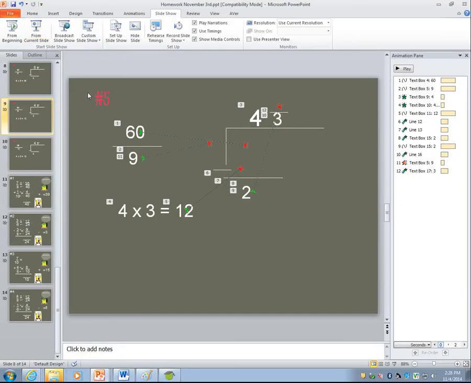Okay, how many times does 9 go into 60? And it would be 6. 6 times 9 is 54. Subtract them, and there's going to be an answer, 6. Yeah, let's do it. See what happens.